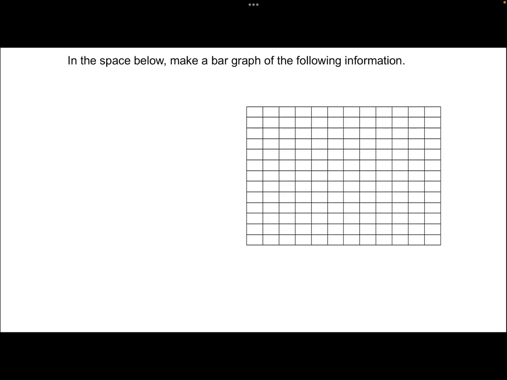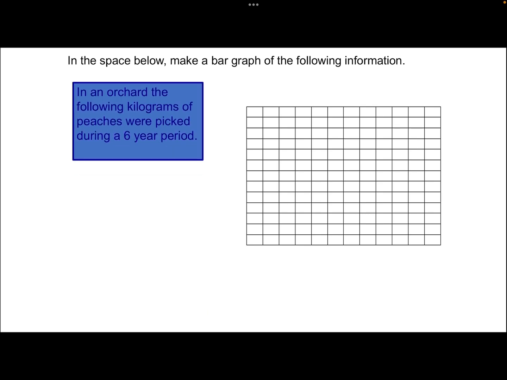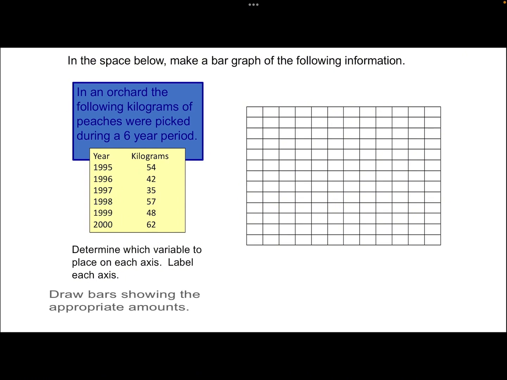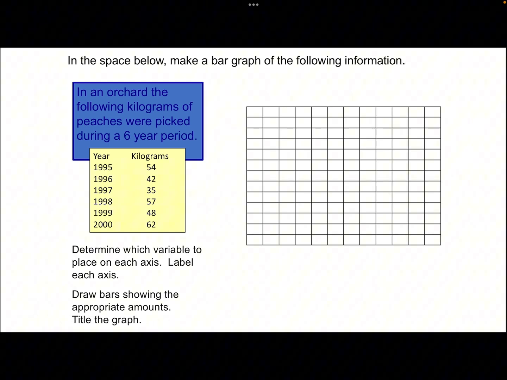With the space provided in your notes, please make a bar graph of the following information. In an orchard, the following kilograms of peaches were picked during a 6-year period. Determine which variable to place on each axis. Label each axis. Draw the bars showing the appropriate amounts, and title your graph.